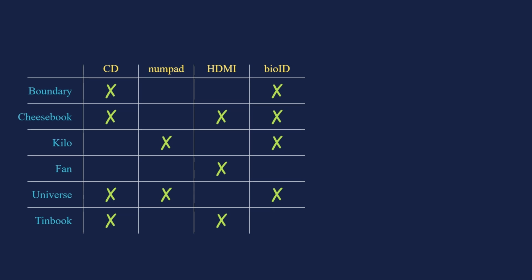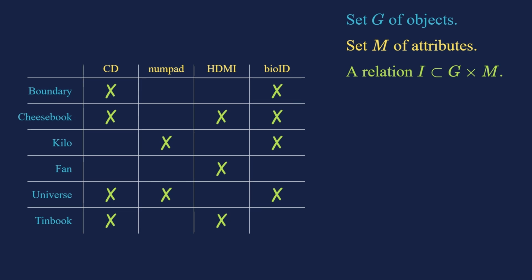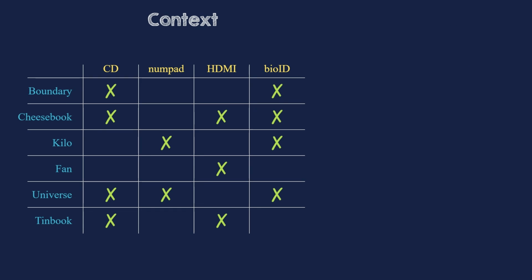The technical mathematical setup would be the following. A set G of objects we are interested in, a set M of attributes, and a relation I, which is a subset of the direct product of G and M. The triple G, M and I is then called a context. If you are unfamiliar with this notion of a relation, don't worry. For all our intents and purposes, we can and will only work with tables like the ones on the left. The set G of objects in the rows, the set M of attributes in the columns, and little x's whenever an object has an attribute.